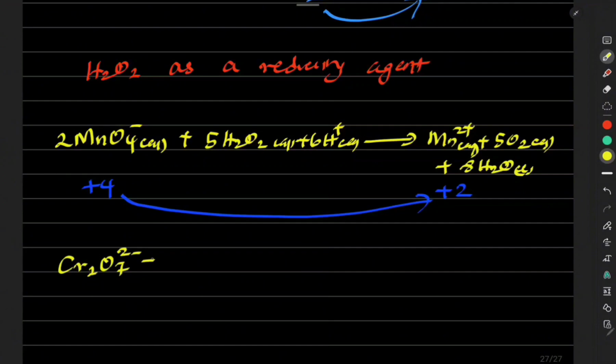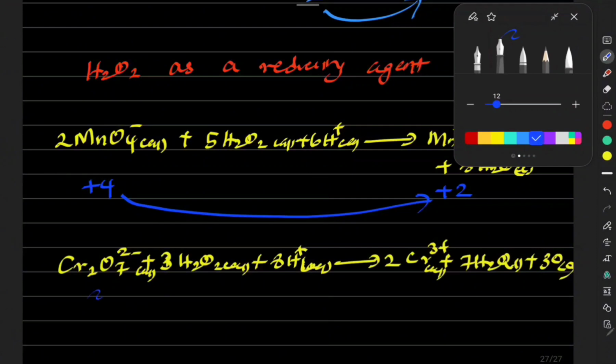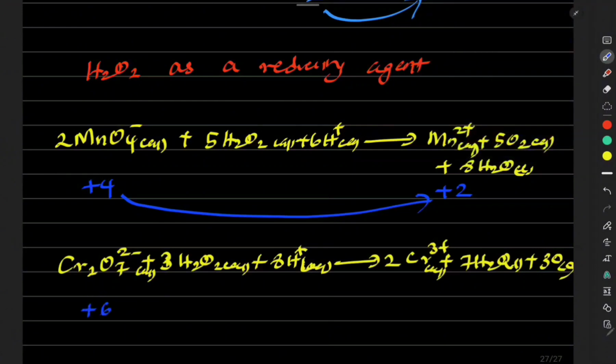Cr2O7 2- aqueous plus 3H2O2 aqueous plus 8H+ aqueous are converted to 2Cr3+ aqueous and 7H2O liquid plus 3O2 gas. Here the oxidation state of chromium in chromate is +6. Here it is converted to +3. The reduction reaction.